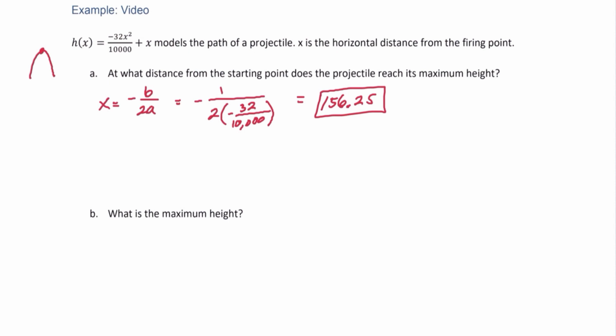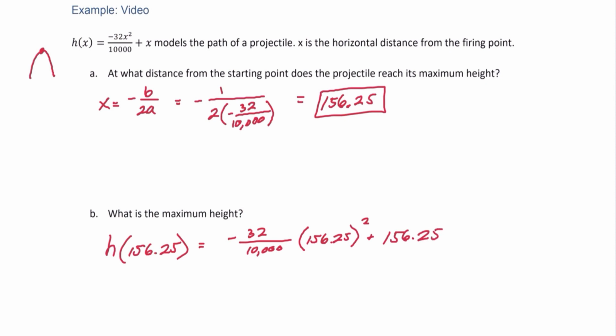To find the max height, we evaluate the function h at 156.25. That is negative 32 divided by 10,000 times 156.25 squared plus 156.25. This gives us 78.125.